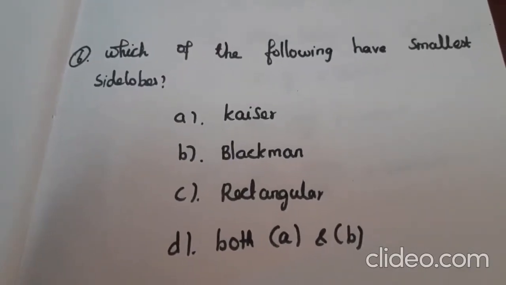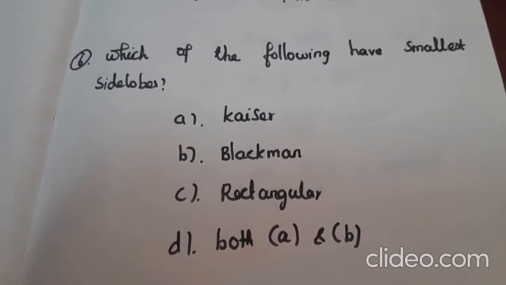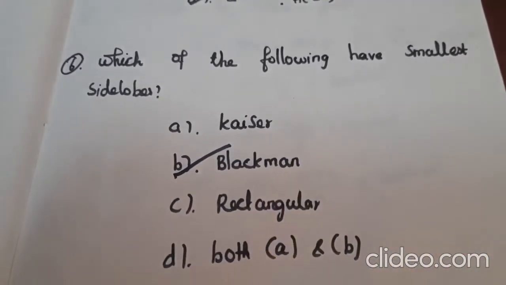Sixth question, which of the following has the smallest side lobes? Blackman window. B is the answer.